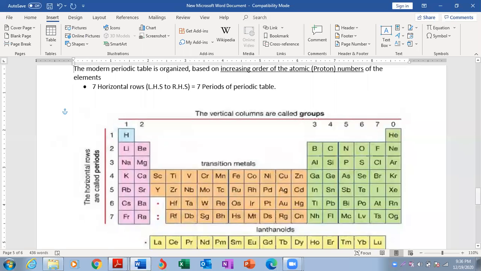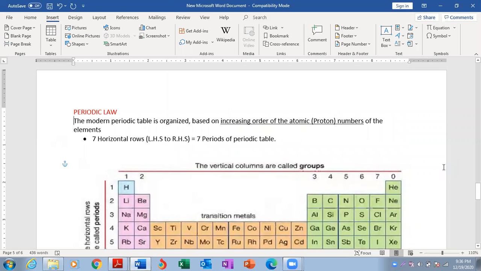So, we have 7 horizontal rows, 7 periods, and the first period keeps 2 elements, the second one 8, the third one 8, the fourth one 18, the fifth one 18, the sixth and seventh keep 32 and 32 elements. So we have 116 now.